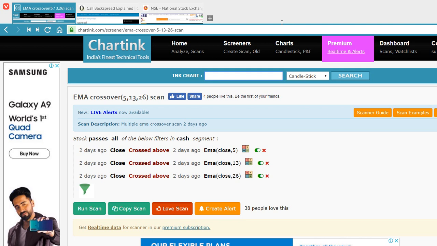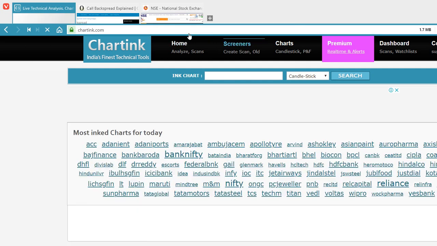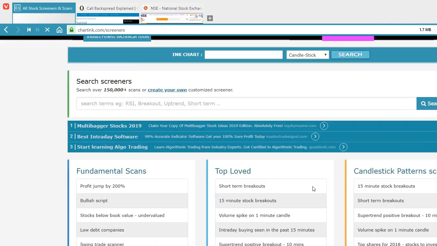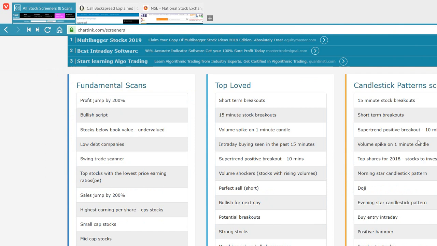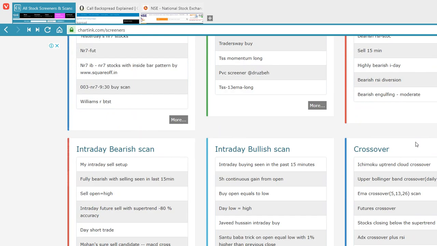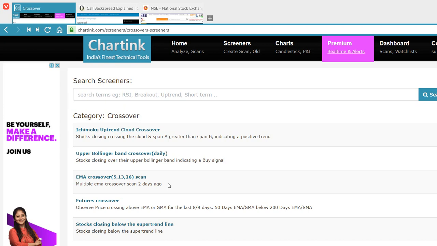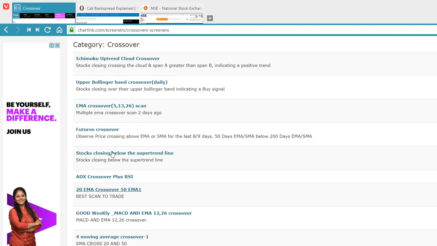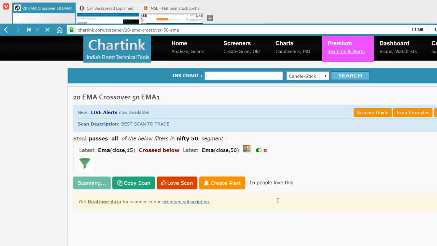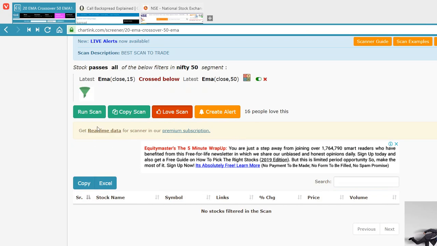As you can see, I'm at a page where someone has already created a screener, EMA crossover. If I click on screeners here and go down, you will see crossover here, and you can see 20 EMA crossover, 50 EMA, EMA1 and things like that. Once you click on it, it will automatically scan.